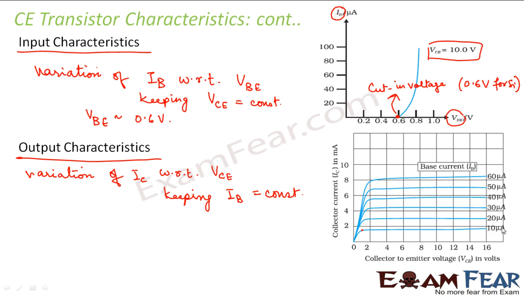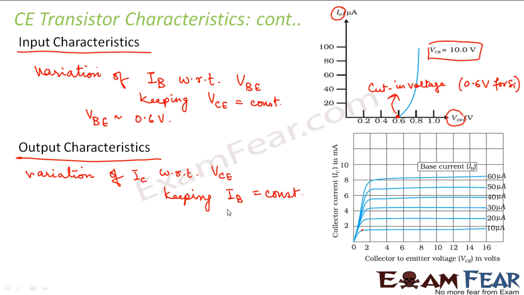Now we also see that as we keep increasing the value of the base current, the collector current also increases. The pattern of variation of collector current with respect to VCE remains the same, but the value of the collector current increases. You see here the base current was 10 microamperes, then it was increased to 20, then 30, then 40 and so on. And as a result of this, the collector current also increased, right? So this was the observation from the output characteristics.